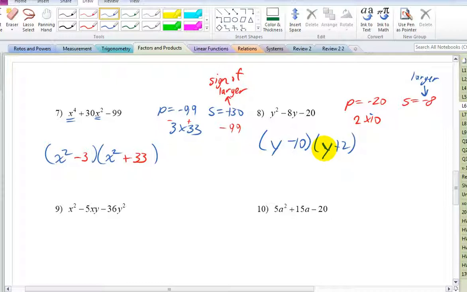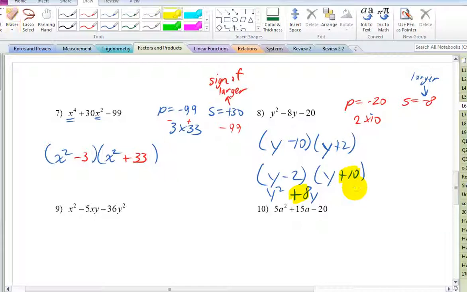Y minus 10, y plus 2. Well, if we have y minus 2 and y plus 10, then we're going to get y squared plus 8y. Right? So the sign of the larger number would then make that positive, so we can't. Okay? So we got to check and double check.